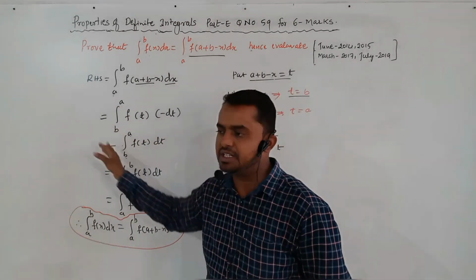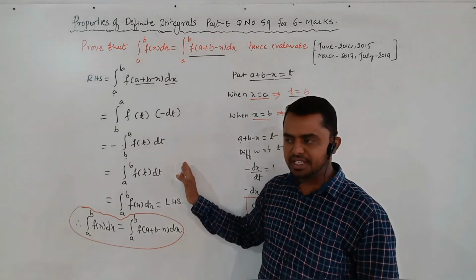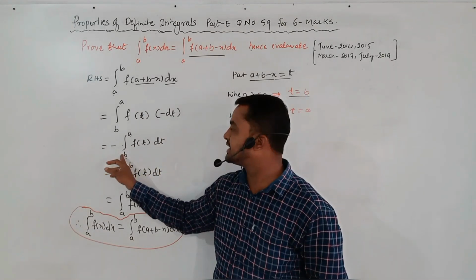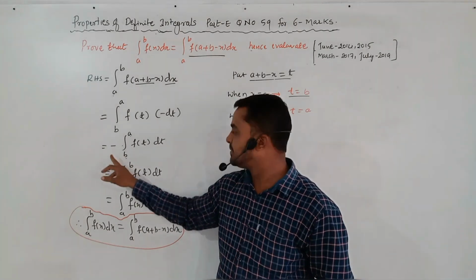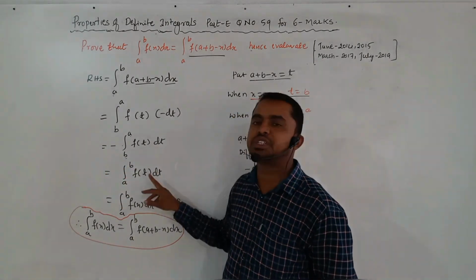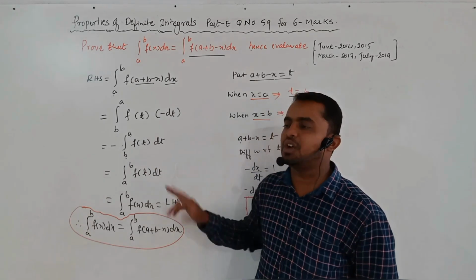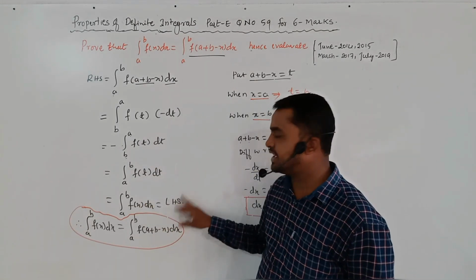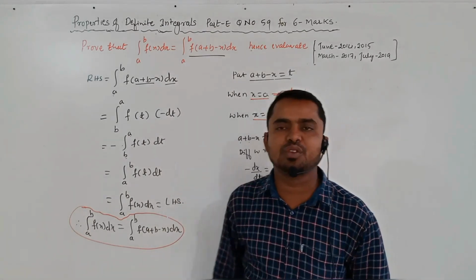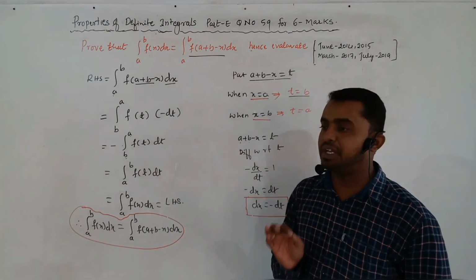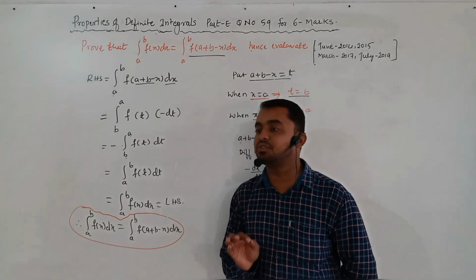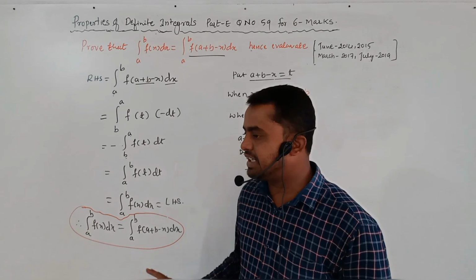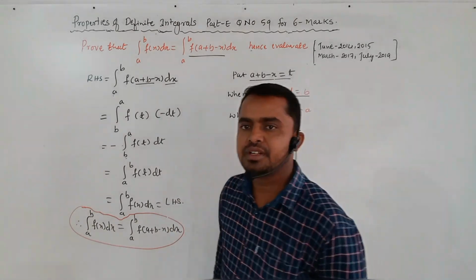Now come to here, integration of b to a f of t into minus dt. Take the minus sign outside: b to a f of t dt. Now interchange the limits. One more minus will come here. Minus into minus is plus. Then a to b f of t dt. Now change of variable: change t to x. Then a to b f of x dx is equal to the LHS. Therefore, integration of a to b f of x dx is exactly equal to integration of a to b f of a plus b minus x dx. Hence the proof. Now next one.